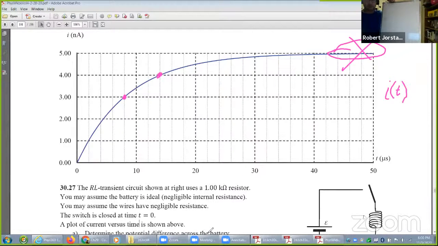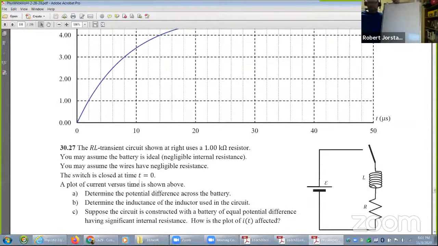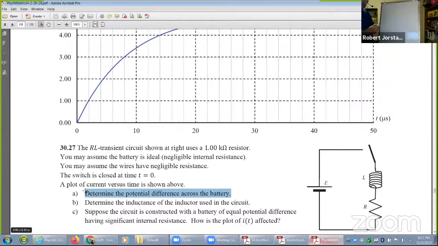But how do we get the potential difference across the battery? This is an I plot. Let's scroll down and look at that a little more. How would I get the potential difference across the battery? Isn't the potential difference just I times R? Okay, so there's the claim here. Let's see if this works. I'll just do it on screen.